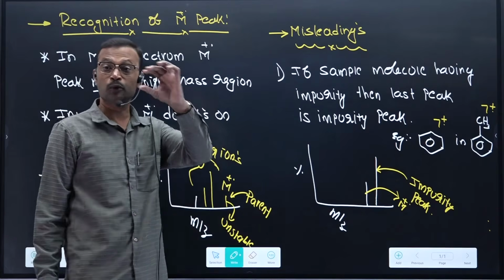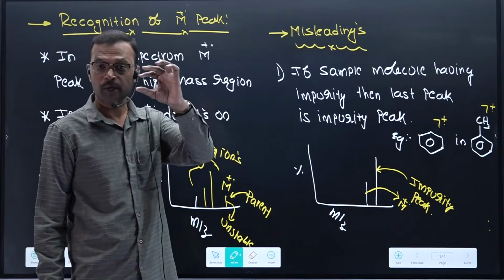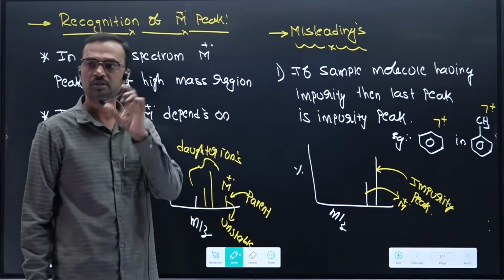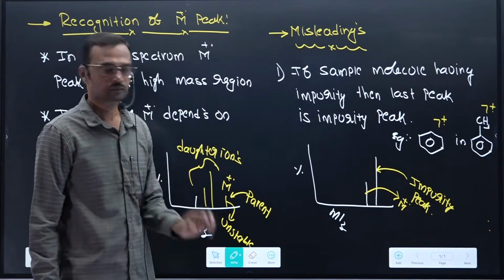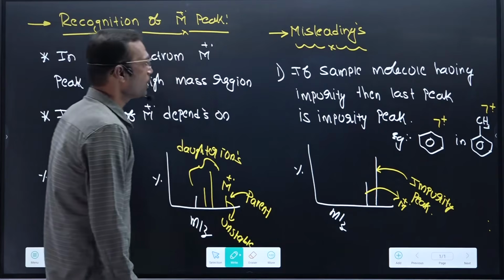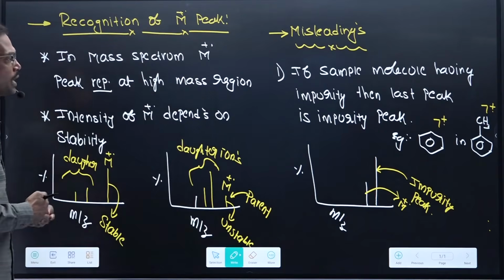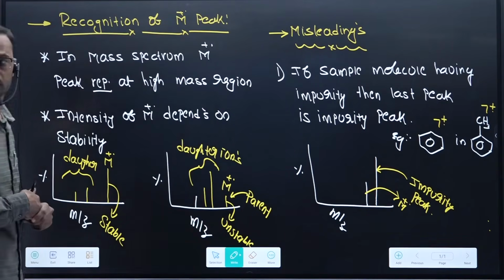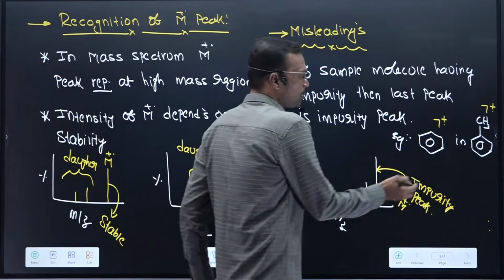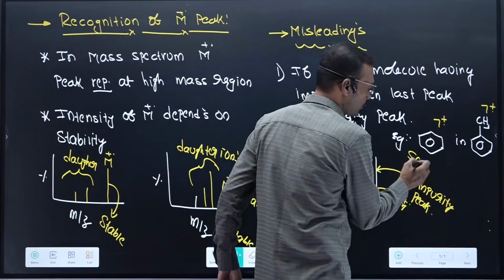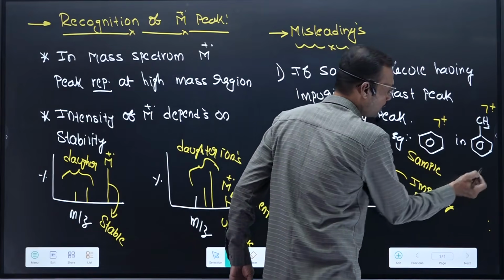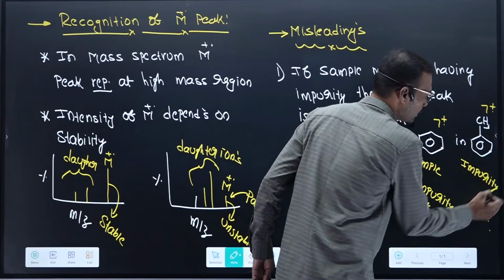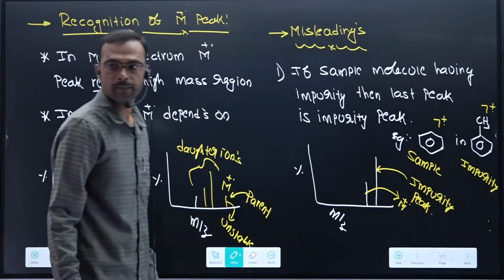No. If the sample is pure, then what happens? The last peak is the molecular ion peak. This is the first misreading. If the sample molecule has impurity, then the last peak is an impurity peak. Example: benzene is the sample, and toluene is an impurity which is added to it. So this is the sample and this is the impurity. Impurity added. My target is benzene. My target is not toluene.